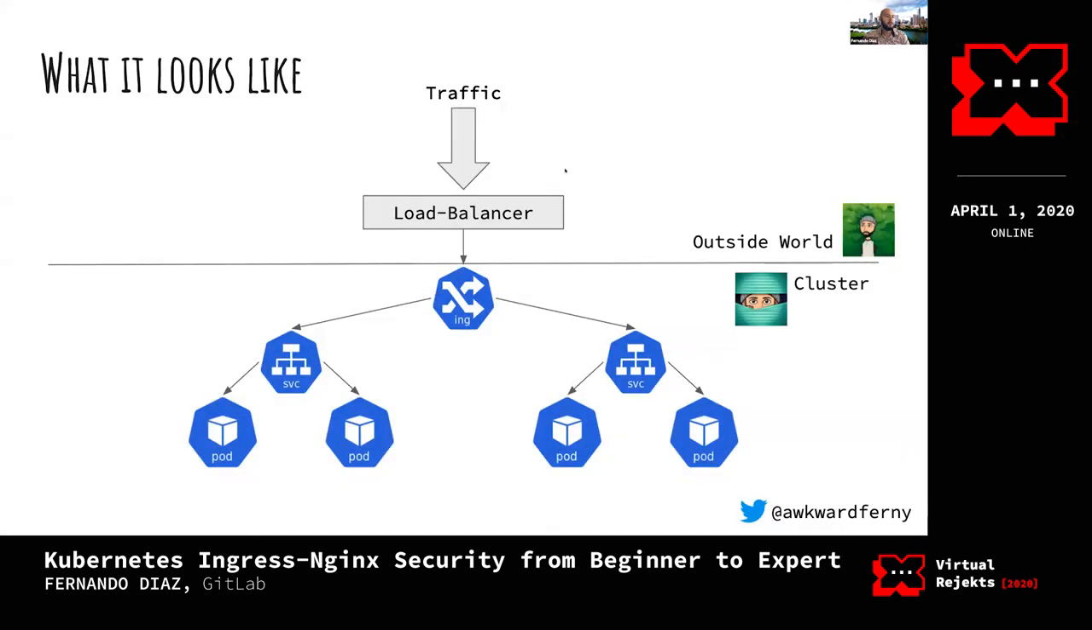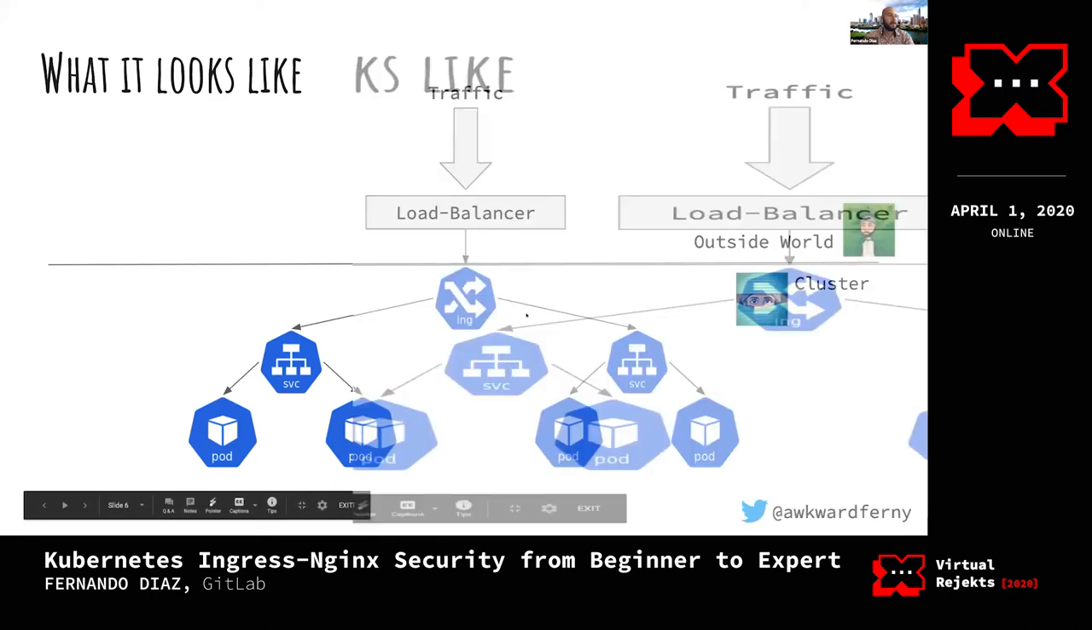So here's more of an overview of it. Traffic comes in, hits the load balancer, hits the Ingress controller, which has an Ingress resource in it, which goes ahead and distributes that traffic to different services. And the services therefore communicate to the pods, which are your actual application. And there you receive the output from the actual application. So let me show you a little bit about how that works.